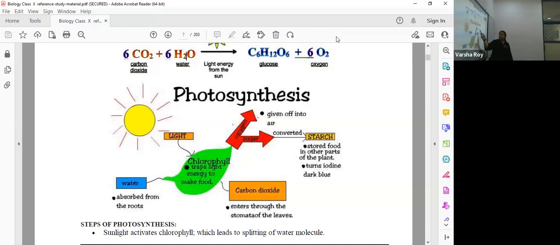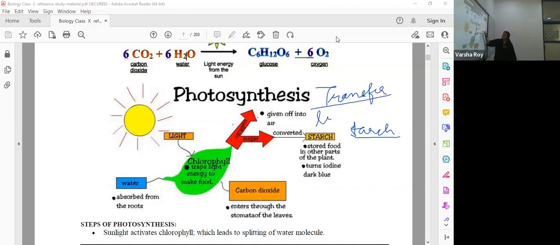And what is the outcome? It gives off oxygen into the air, and this glucose is converted into starch. It stores the food in the other parts of the plant. In what form is it stored? Starch. Yes, starch is for storage. In what form is food transferred? Transfer of food is in the form of liquid. Yes, it is in the form of liquid. It is sucrose. Liquid sucrose.